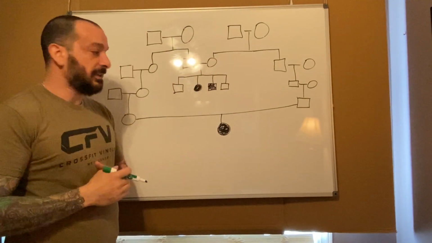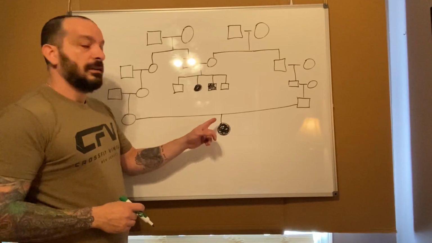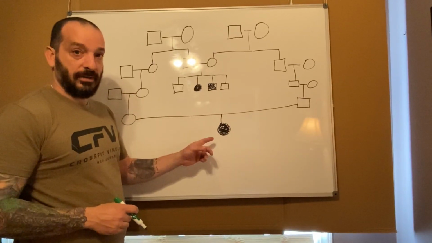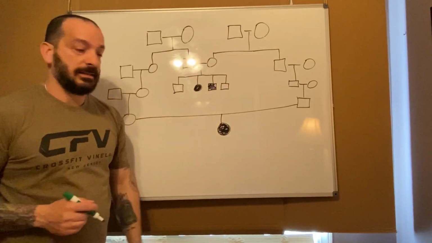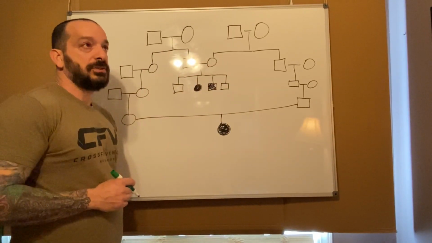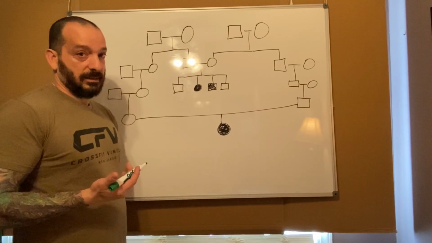Anyway, we need to figure out, is this autosomal recessive? Is it autosomal dominant? Is it sex-linked, right? We're not sure, right? So when I look at a diagram like this, and there's only a few people that are afflicted, my assumption is one of two things. It's either recessive or it's sex-linked, right?